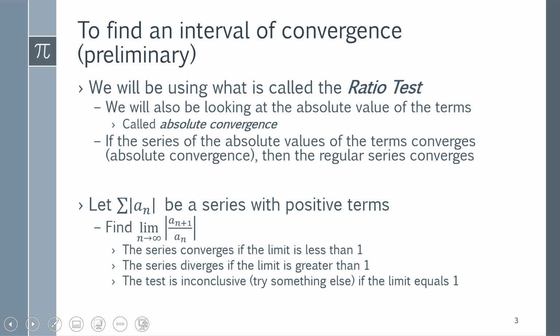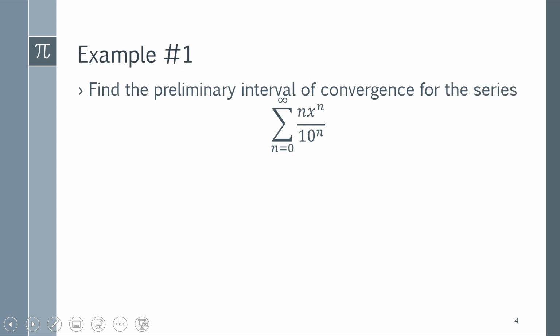And the idea of this is we do a limit as n goes to infinity, where we compare the n plus first term to the nth term. And if that limit is less than 1, the series will converge. If the limit's greater than 1, the series diverges. If the limit equals 1, it's actually inconclusive and we can't do anything about it. But in terms of finding our preliminary interval, it works really, really well. So examples. None of this makes sense until we have examples.